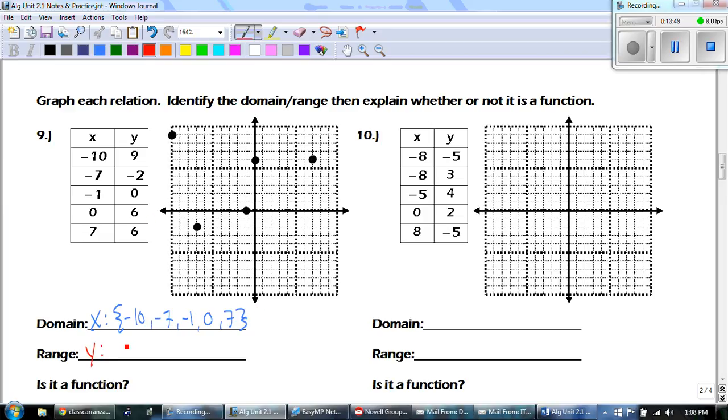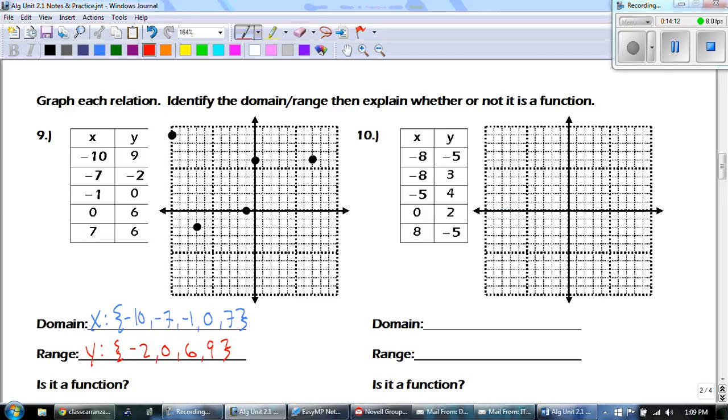For my y values, remember these are in increasing order. So starting with the smallest, I have -2, 0, 6. And you see how we have 6 twice? I don't have to list it twice, okay? You don't have to repeat that. And then 9. Okay? So is it a function?